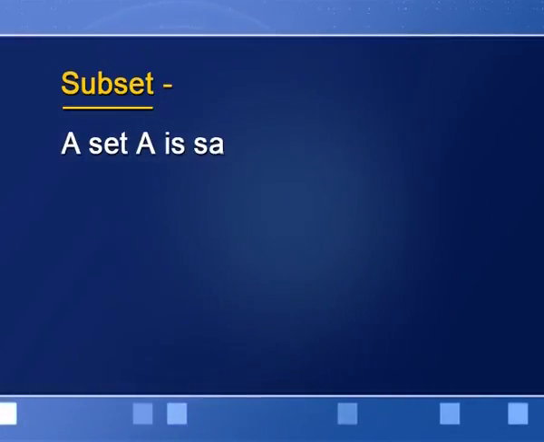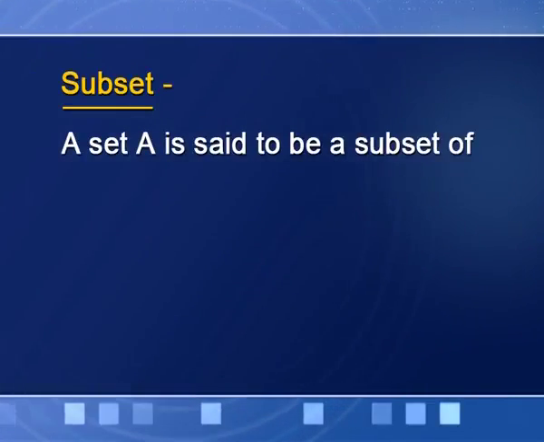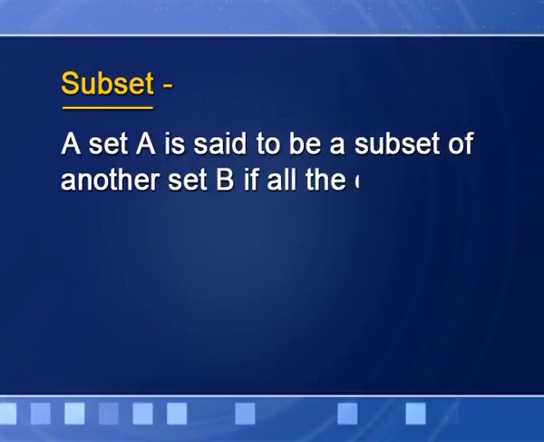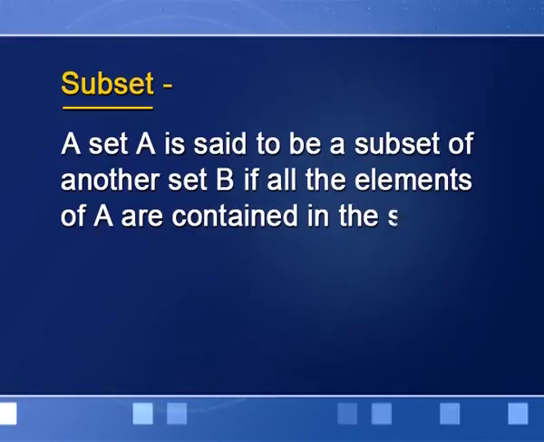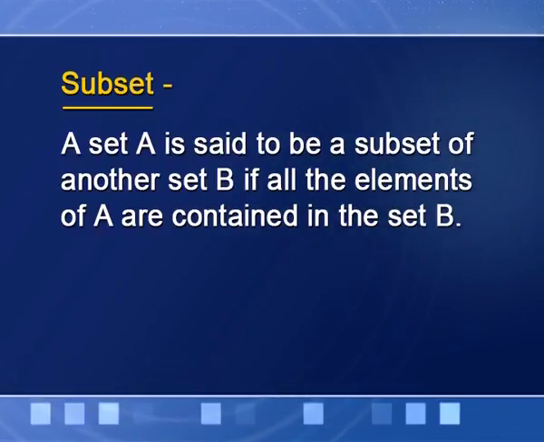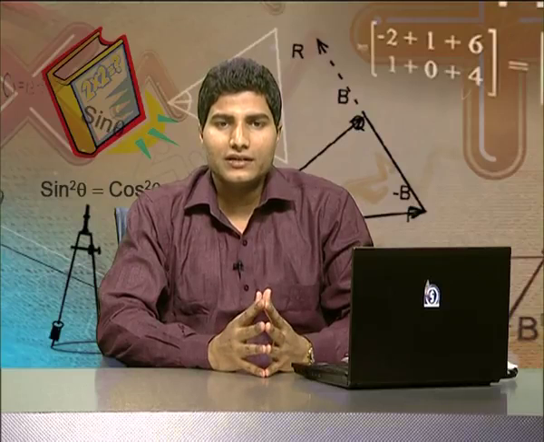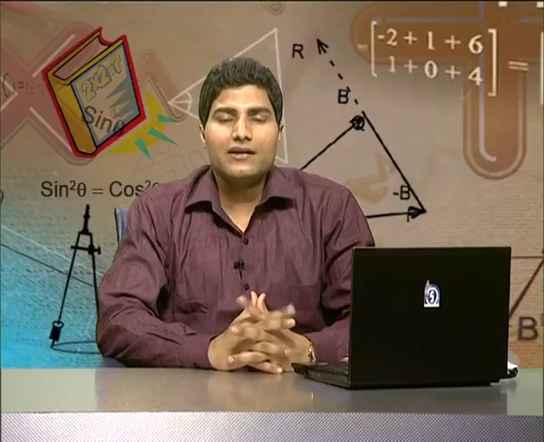A set A is said to be a subset of another set B if all the elements of A are contained in the set B. It means whenever a set is a part of another set, part meaning all the elements of the set are present in some other set, then the first set will be called the subset of the second set.